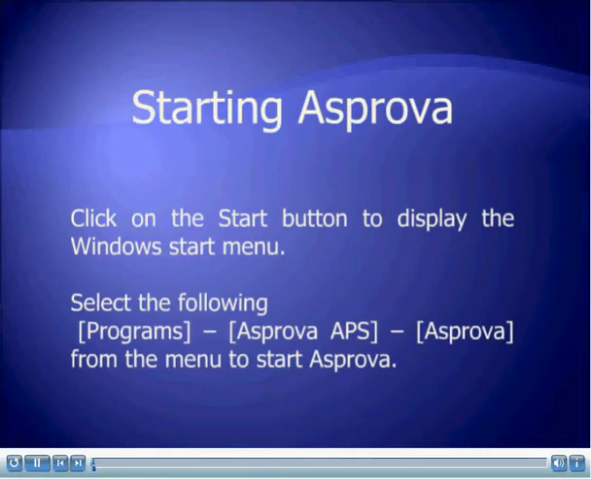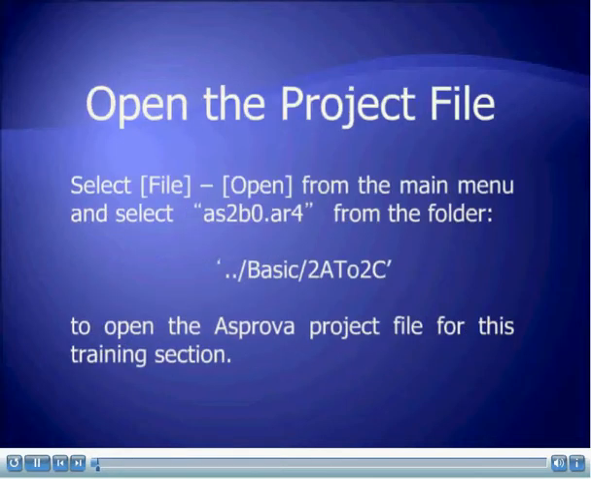Starting Asprova. Click on the Start button to display the Windows Start menu. Select Programs, Asprova APS, Asprova from the menu to start Asprova. Open the project file. Select File, Open from the main menu and select as2b0.ar4 from the folder Basic 2A22C to open the Asprova project file for this training section.